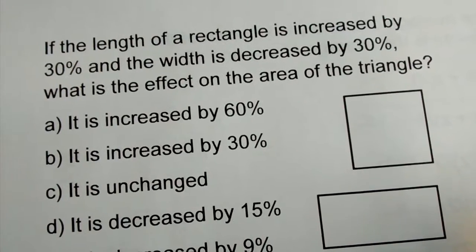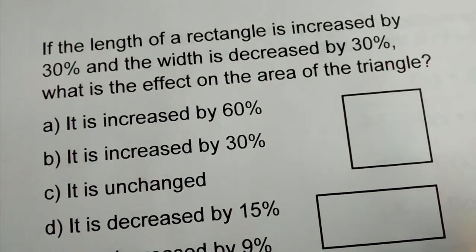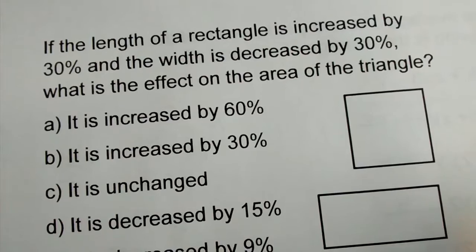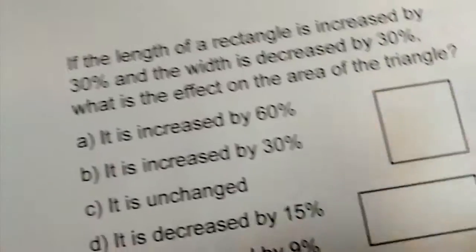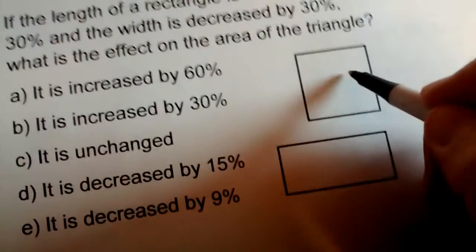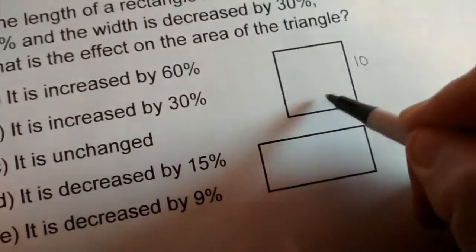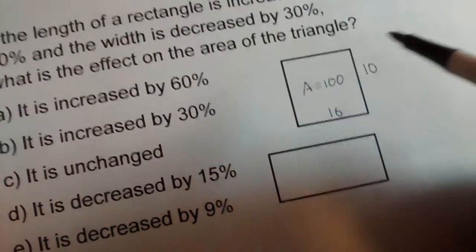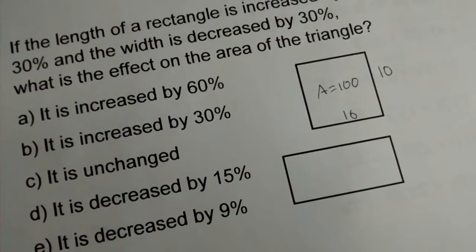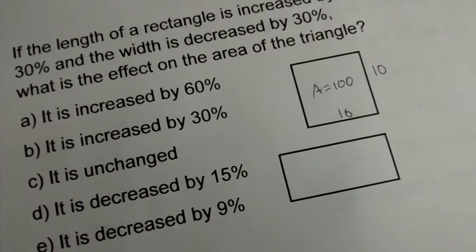As much as possible, I want to start with the most easily calculable rectangle I can think of. In that case, I'm picking the square over here, and I'm going to make it a square whose dimensions are of length 10 and of width 10. That way I make the area 100. That's a very easy number to work with, especially when you're dealing with percentages like you are here.